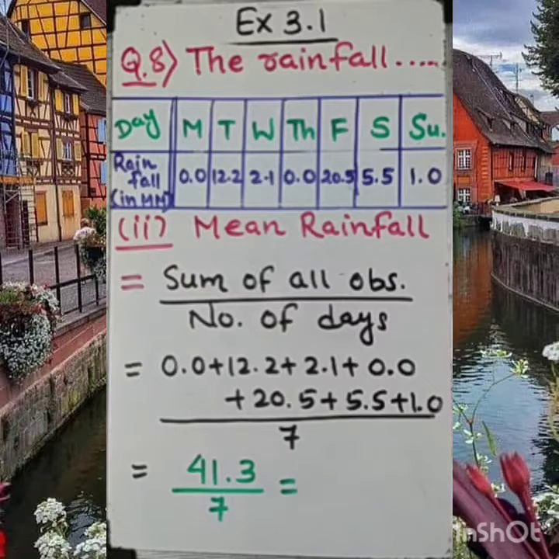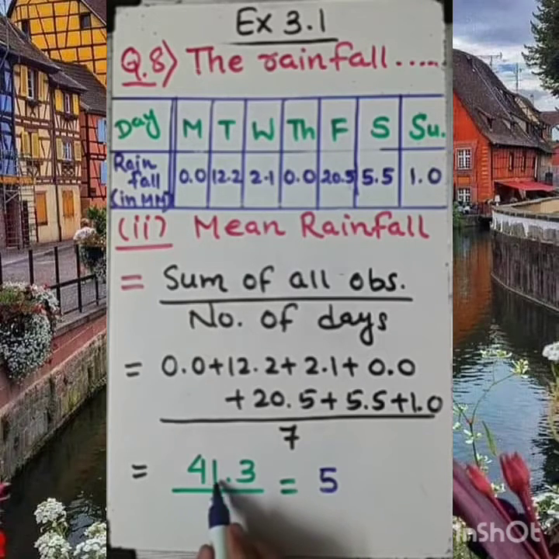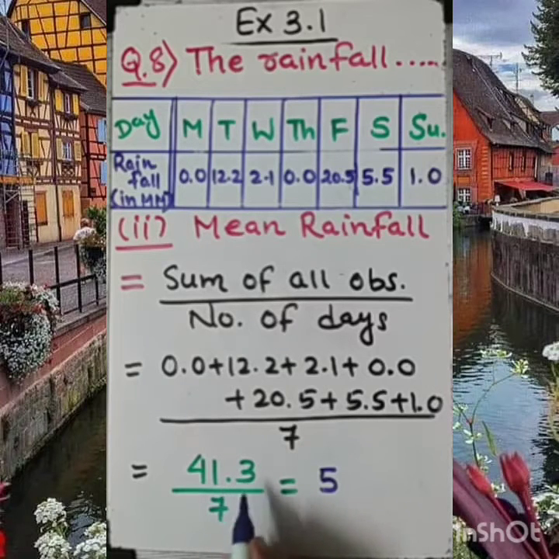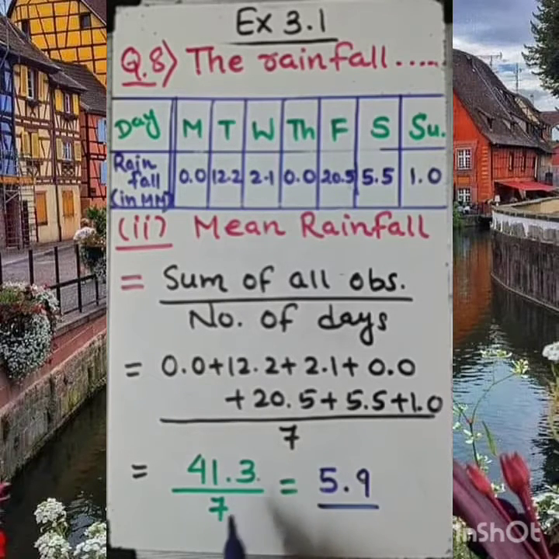As we know the table of 7, 7 5s are 35. Then 41 minus 35. Do this division in rough column. 41 minus 35 gives the result 6. So we will have 63. In the table of 7, we know 7 9s are 63. So dear student, if we divide 41.3 by 7, then we will have 5.9. And this is the mean rainfall of a week. This is the solution of the second part of the question.